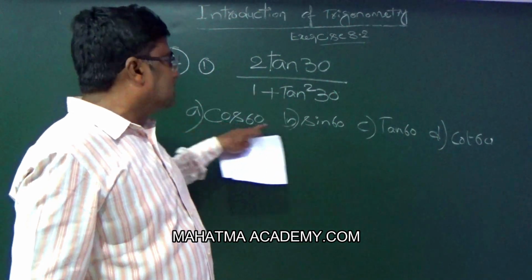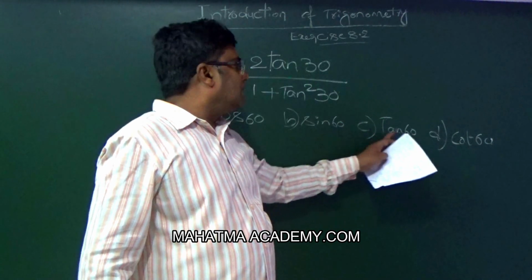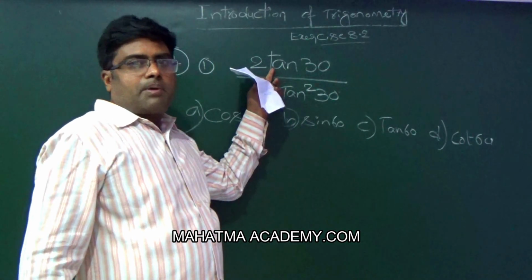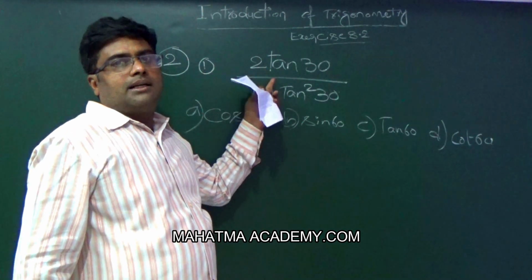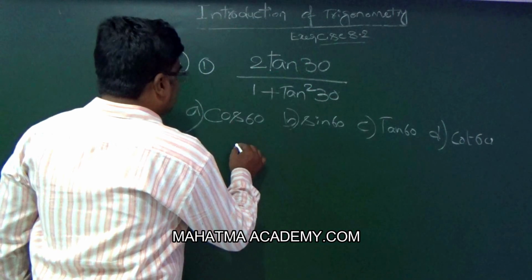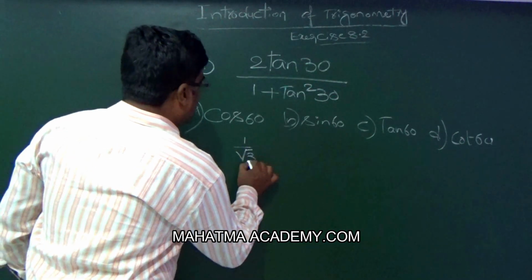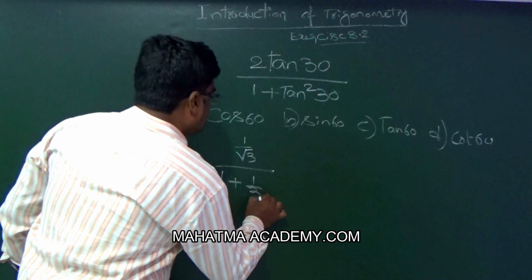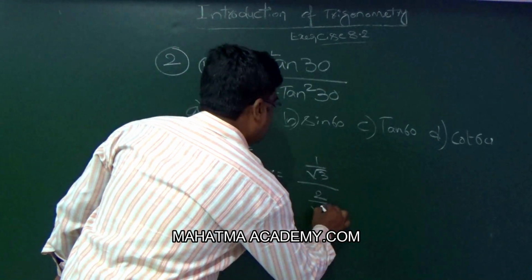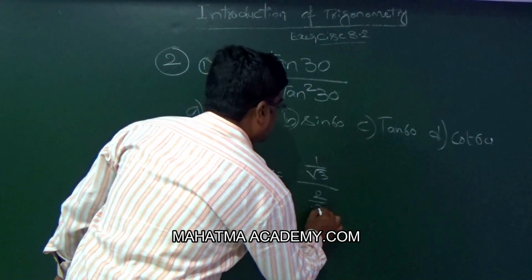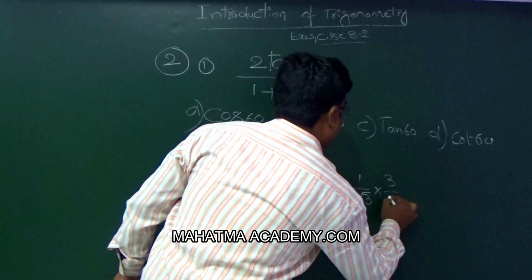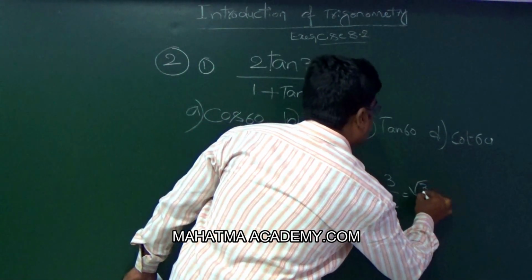First option is cos 60, second option is sin 60, third one is tan 60, fourth one is cos 60. So first we will solve the problem and we will get the result. That result will be compared with these options. Okay, what about tan 30? Tan 30 is 1 upon root 3. So 1 upon root 3 upon 2 upon 3. Okay, result is 1 upon root 3 into 3 upon 2 equal to root 3 upon 2.